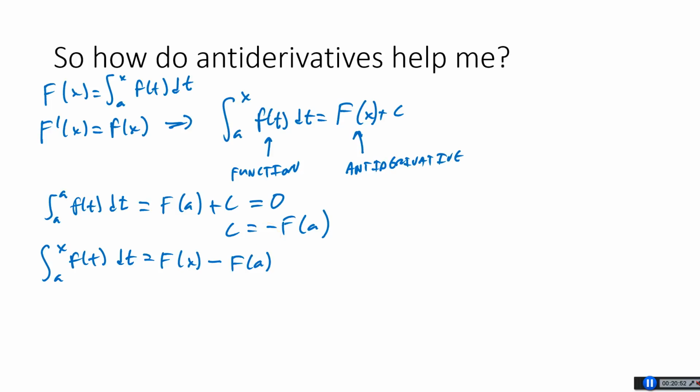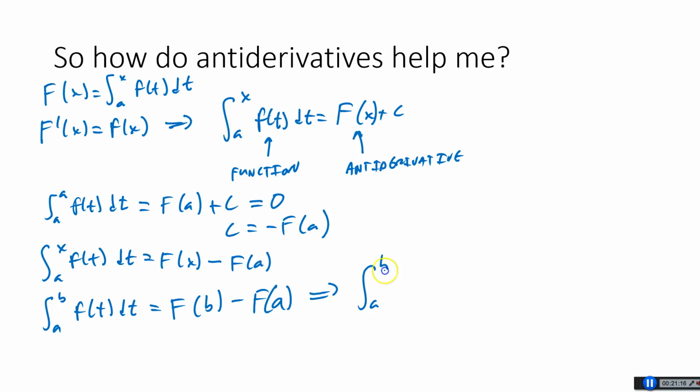So now we're going to get a formula for any integral you ever have. The integral from a to b of f of t dt is equal to, well, if x is b now, capital F of b minus capital F of a. Since that t is a dummy variable and we now have no x's left, we're going to swap it out for an x. So we have the integral from a to b of f of x dx is equal to capital F of b minus capital F of a.